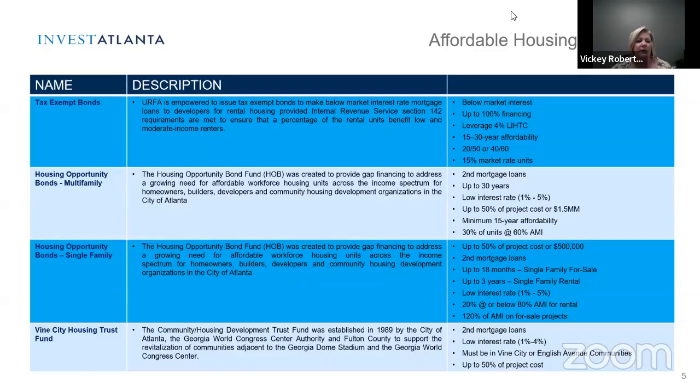And then we have the Vine City Housing Trust Fund that was created in 1989. This has been around for a long time. There's still a little bit of money in there. This also provides gap financing, but it is geographically restricted, and it's only for the Vine City English Avenue neighborhood. Okay, Ashley.